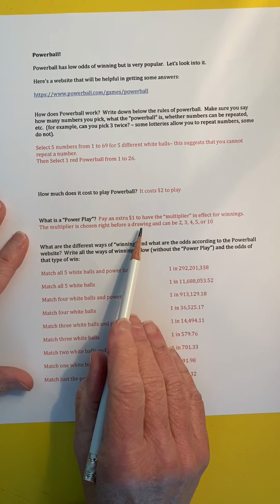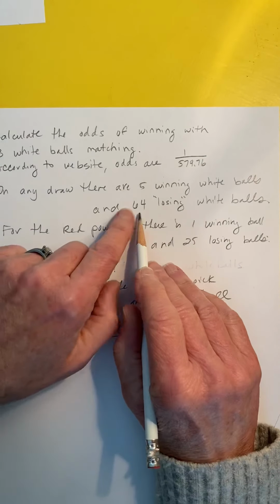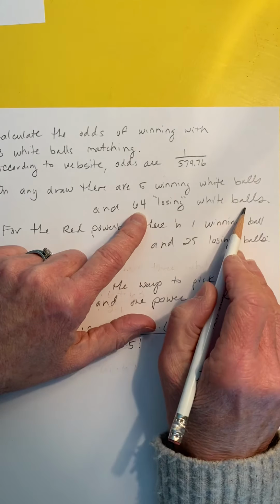And on any draw, there are 5. So I want you to think about things this way. On any draw, there are 5 winning white balls. That leaves 64 losing white balls. I get that by taking 69 minus 5. There were 5 numbers that were the winning numbers. That means there are 64 losing numbers. That's important when you're thinking about odds.